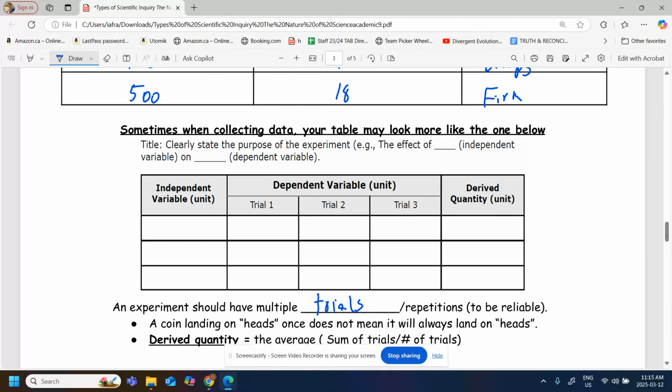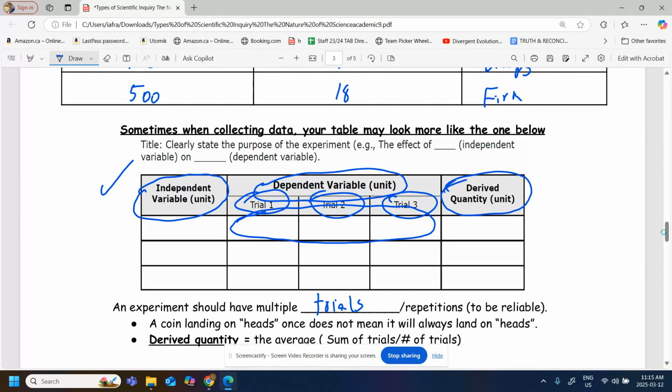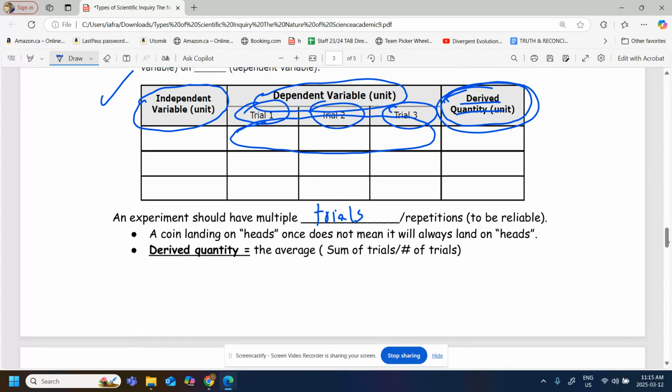So if you do have multiple trials, you would write your independent variable. So for example, let's say it was the amount of water, and you would record your dependent variable here with 3 columns for trial 1, trial 2, and trial 3. And then you'd have to decide, well, which trial am I using for my data? Well, you'll see a term here called derived quantity. And so derived quantity simply means the average, right? That's where you add up all the trials and divide by the number of trials.